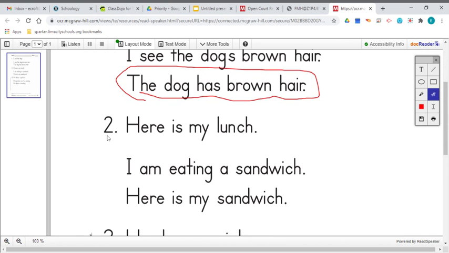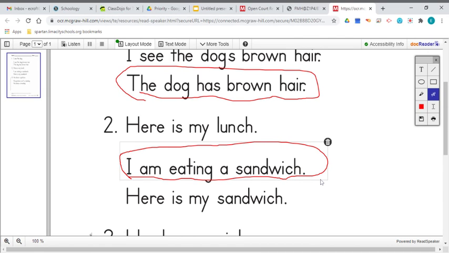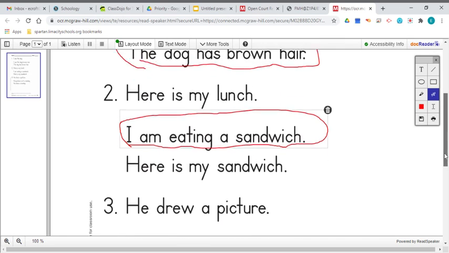All right, so number 2, here is my lunch. Now, here are your 2 choices. I am eating a sandwich. Here is my sandwich. So which one sounds better, more interesting, is different? Right. I am eating a sandwich. So instead of saying, here is my lunch, here is my sandwich, here is my chips, here is my milk, it just makes the writing so much more interesting if it starts differently.